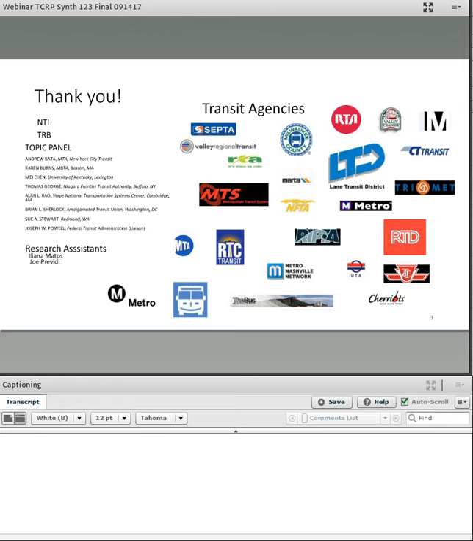These kinds of syntheses would not happen without mega support from the NTI, TRB, the topic panel, Andy Bada, Karen, Mei Chin, Tom, Alan, Brian, Sue, Joe Powell, my research assistants, and most importantly, the transit agencies such as SEPTA, Valley Regional Transit. If I happen to have missed your logo on there, I apologize. There were 32 who sent the surveys back to me, and I am very grateful for that.